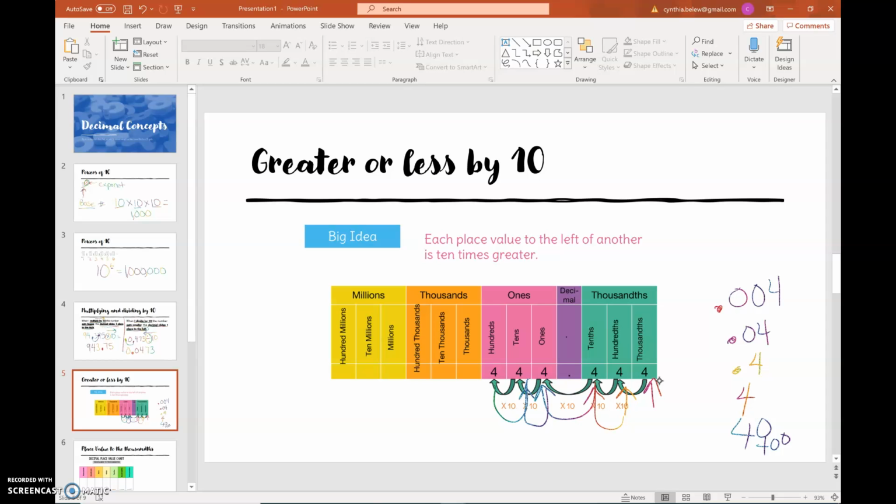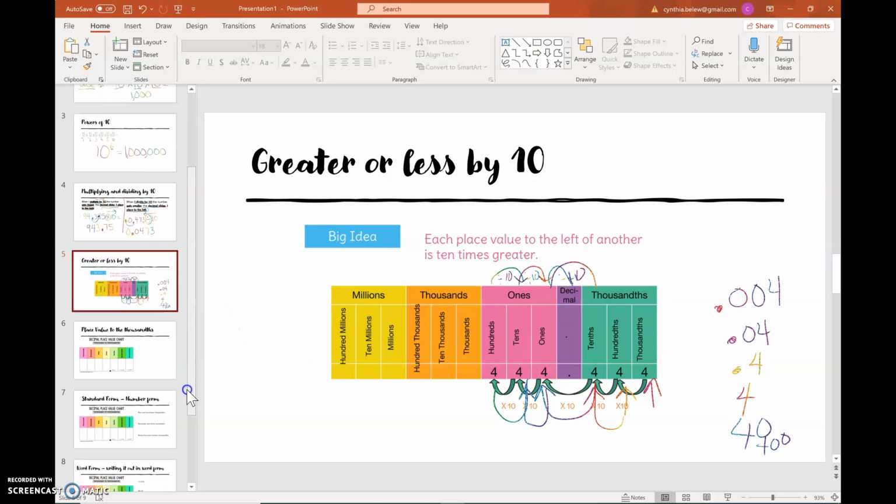Same thing with going backwards, except for it's being divided by 10. So it's getting smaller when you divide it. Okay, so I could say 400 divided by 10 is 40. Divided by 10 is 4. Divided by 10 is 4 tenths. Divided by 10 is 4 hundredths. Divided by 10 is 4 thousandths.